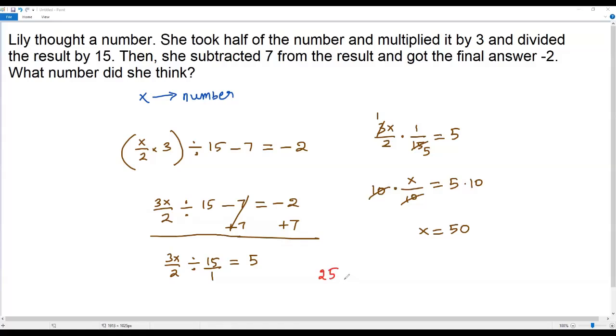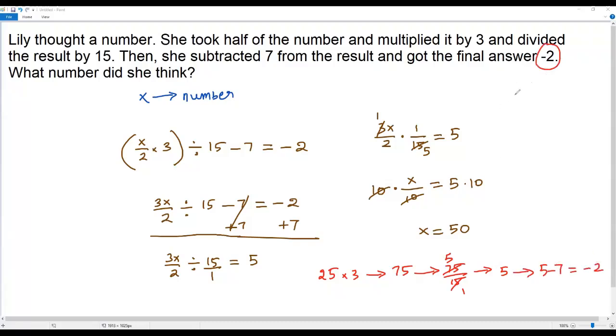Then I multiply half of the number by 3. When I multiply 25 by 3, I get 75. Then I divide this by 15. When I divide 75 by 15, 15 goes into 15 one time, and 15 goes into 75 five times. I'm getting 5. Now I subtract 7 from this result. When I subtract 7 from 5, I get -2.